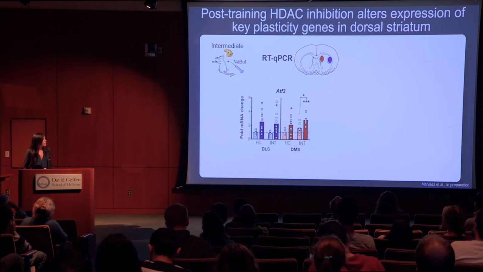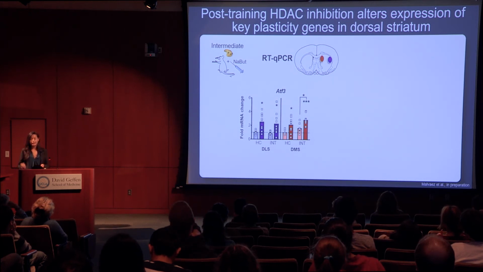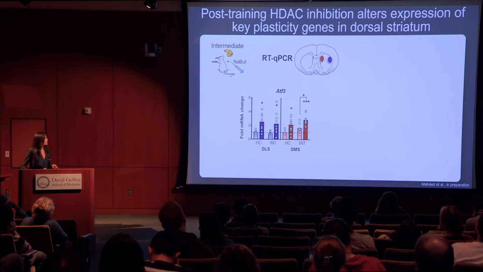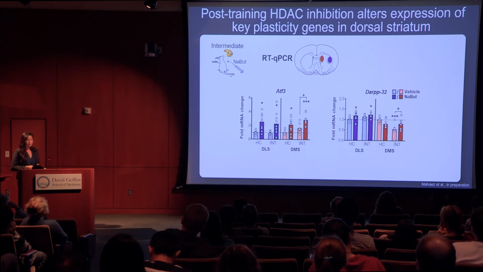One was ATF3, which is part of the Krebs superfamily that's known to be involved in learning and memory. And so with the HDAC inhibitor treatment, you see this very robust increase in its expression in both the dorsolateral and dorsal medial striatum. Another interesting target was DARP32, which is related to striatal plasticity.